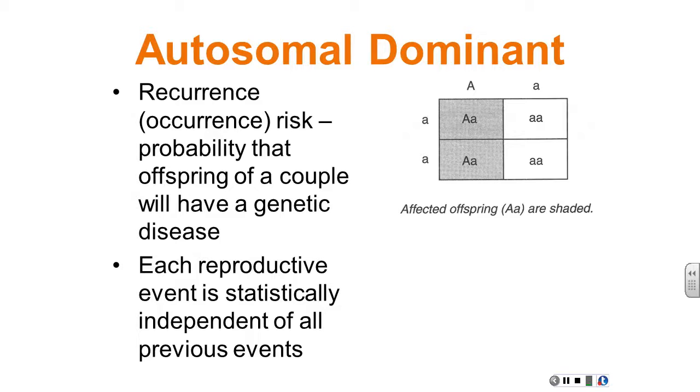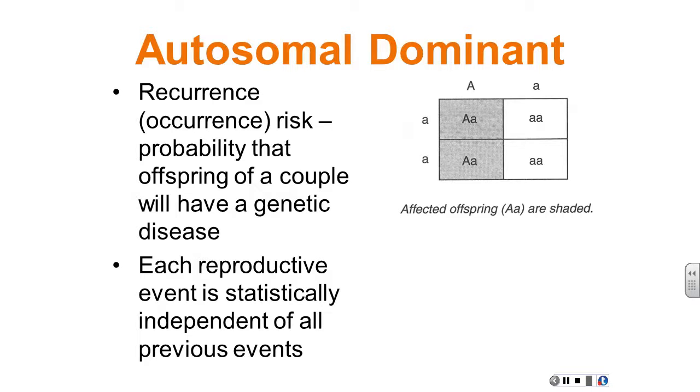One important thing to remember: each reproductive event is statistically independent of all previous events. So if I calculate the risk here, okay, there's a 50% risk, and they've had 5 children, and every one of them has the disease, or every one of them doesn't have the disease. How does that change the chance they have of having the disease with another child? It doesn't. That's what statistically independent means.